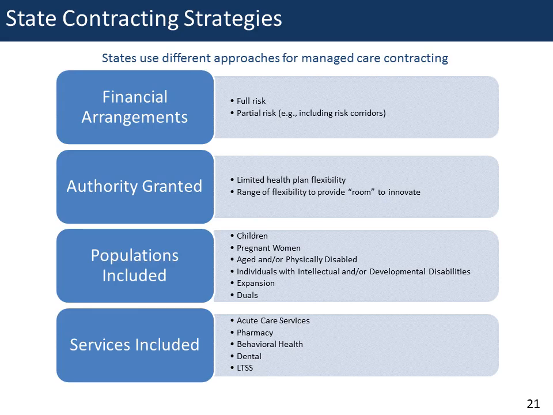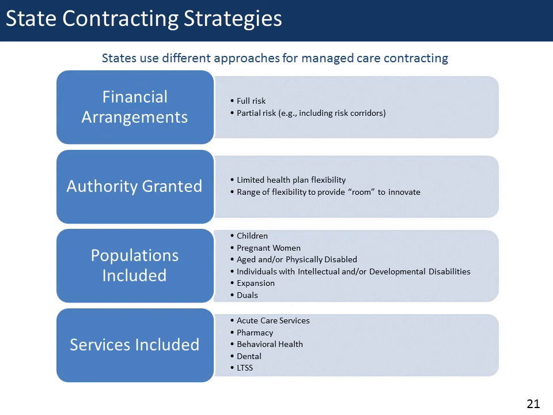And states do use different approaches for managed care contracting. Those can include the 4 broad areas I have listed on the left-hand side of the slide. The first is the financial arrangement that they have with their managed care organization. Are they operating a full risk contract, or a partial risk contract, which might include something such as risk corridors?